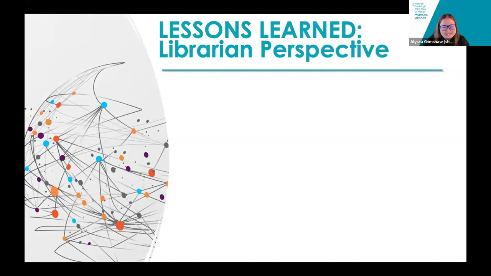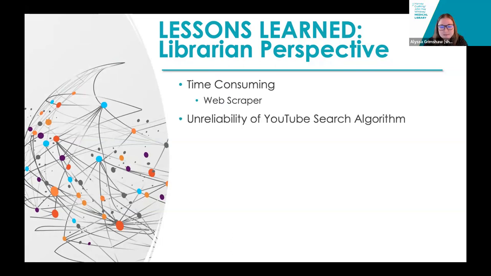All right, so we're going to talk about lessons learned from the librarian perspective. First is that it was very, very time consuming. So we had a very exhaustive list of keywords. I think if I had a do-over, I really would dedicate a lot of time to learning how to use a web scraper and automating some of this process. I also think that this would help because I'm not sure that the Google algorithm works the best, and potentially there was bias in the algorithm trying to give me materials it thought that I was interested in.